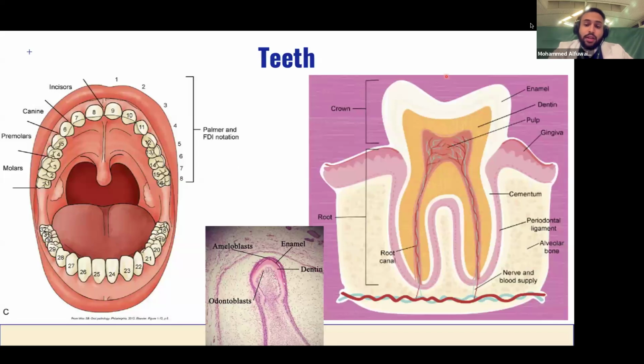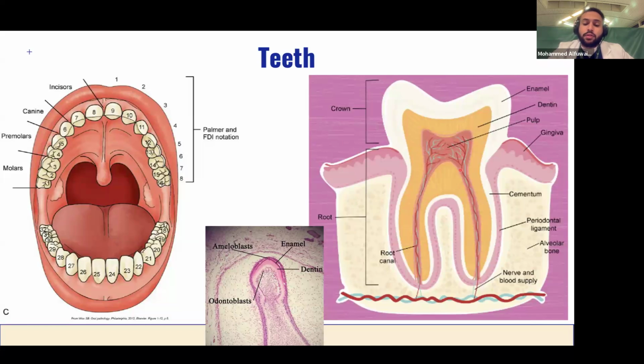Now, looking at the teeth structure itself, we have over here the crown, which is the top part of the teeth. There are multiple surfaces of the teeth. This is the crown, which will have the enamel, which is the hardest bone structure or calcified structure in the entire body. Then we have the dentin, and deeper to the dentin is the pulp.